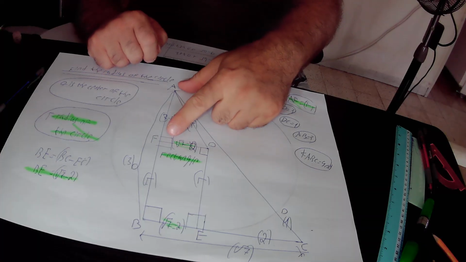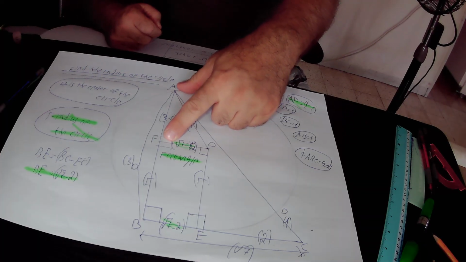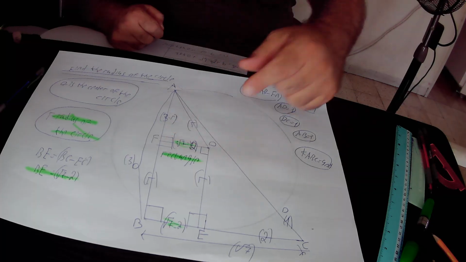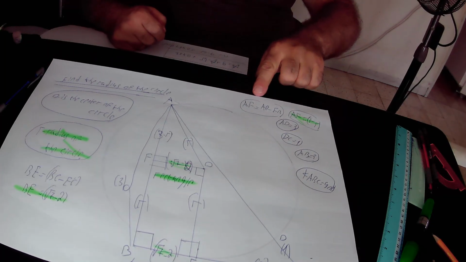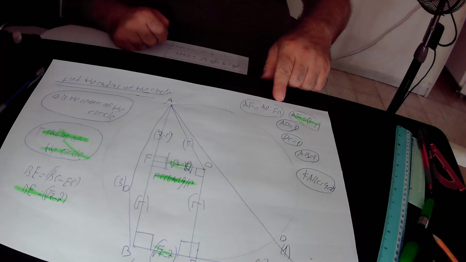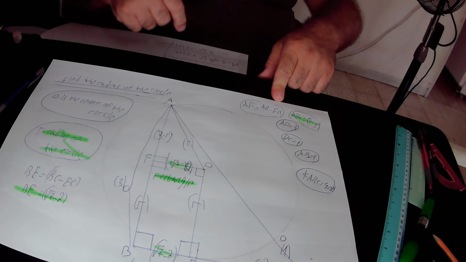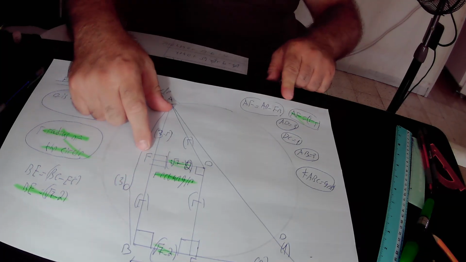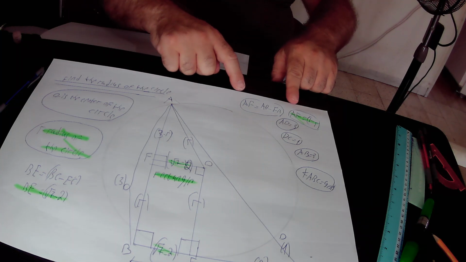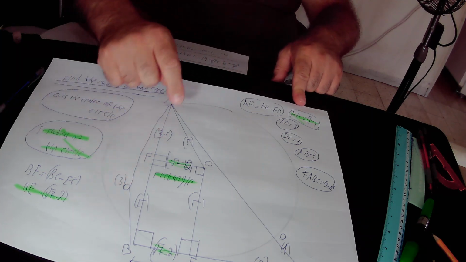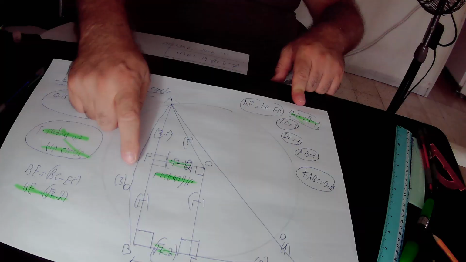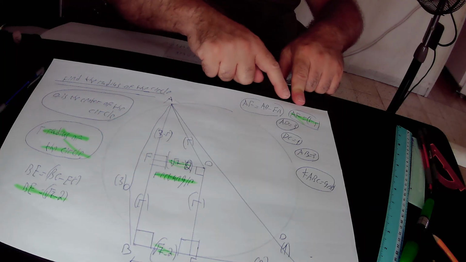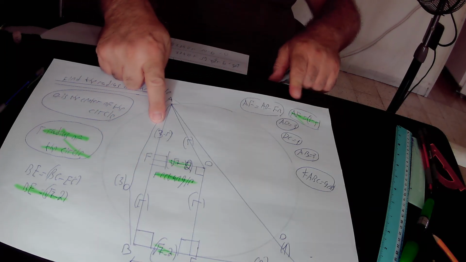What is the length of line segment AF? From the drawing, it is very easy to see that AF in total equals BA minus FB. Again, AF equals AB minus FB. So AF equals AB, and AB is 3, minus FB. FB equals R. So in total, AF equals 3 minus R.